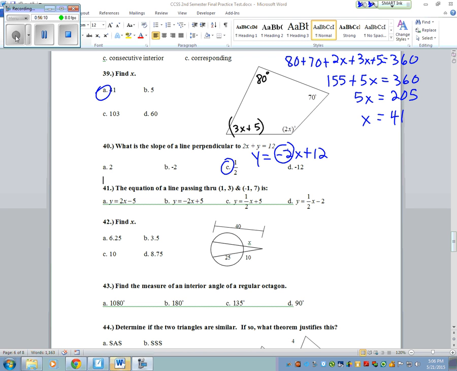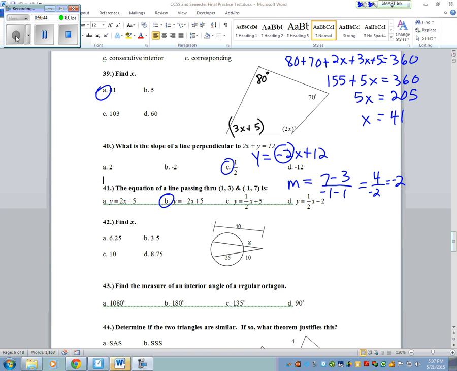41, let's see, the equation of the line passing through 1, 3 and negative 1, 7 is, well, we should probably start by finding the slope. And we find the slope by subtracting the y's, putting those on the top of the fraction, and then subtracting the x's and putting that on the bottom of the fraction. So 7 minus 3 is 4 over negative 2, which is negative 2. So it looks like I only have one up here with the negative 2 slope. You see it? Yeah. Answer choice B, isn't it?